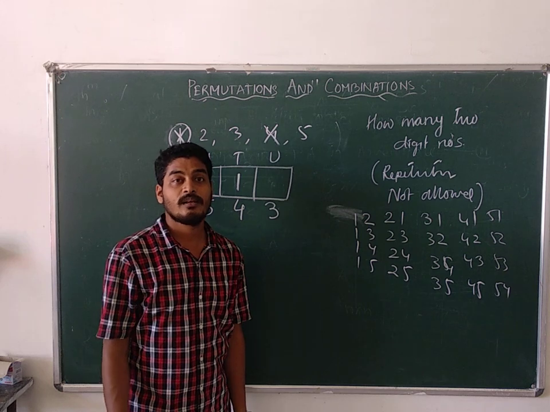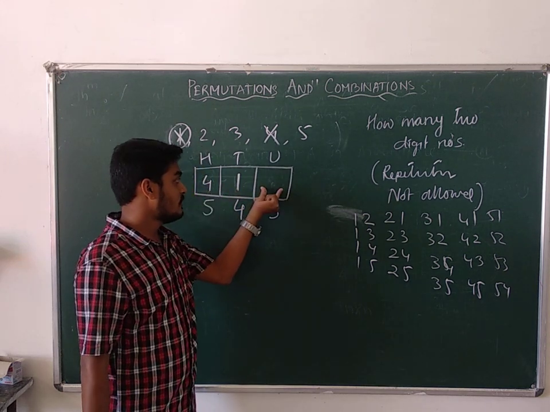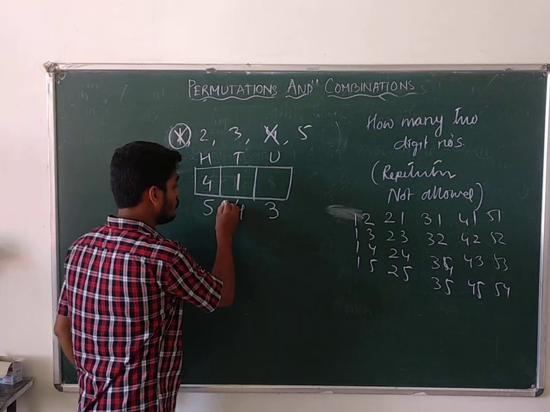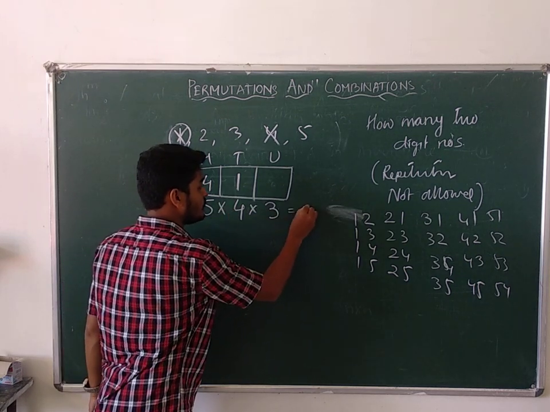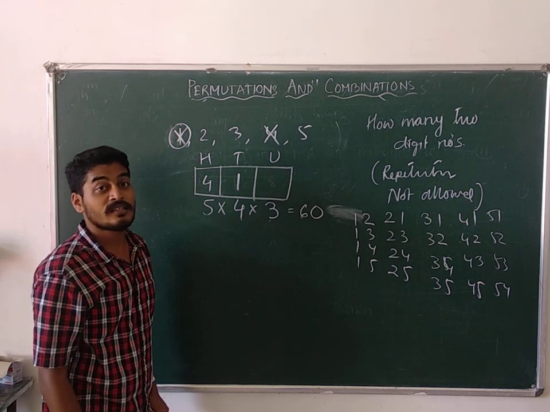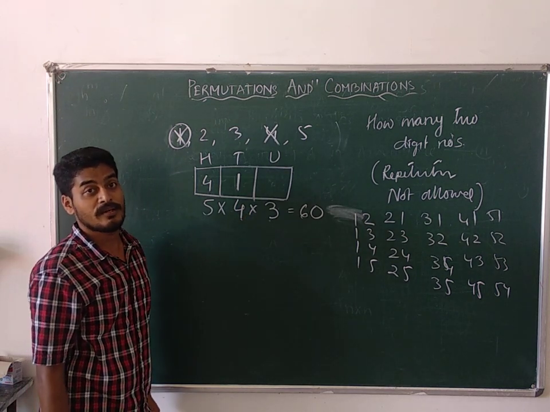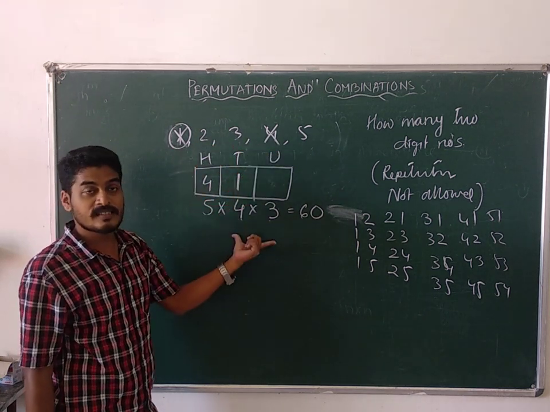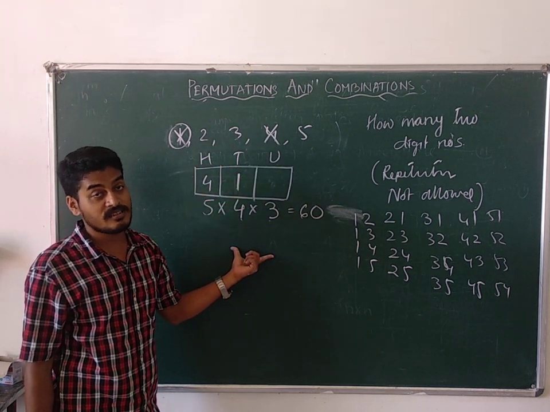So depending upon these two events, the third event can occur in 3 ways. This means the total number of ways is equal to 60. 5 times 4 is 20, 20 times 3 is 60. So tomorrow you will be able to make 60 three-digit numbers, using 1, 2, 3, 4, 5, 60 different numbers you can make.